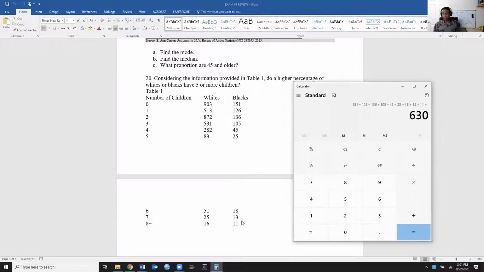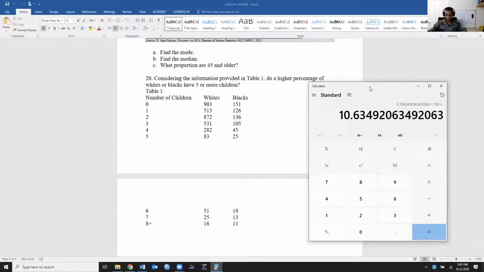Good, I divide. So I would take 67 divided by 630. And I'm going to get approximately 0.106, which if you round up, is about 0.11 proportion. Multiplied by 100, we're going to get about 11% of blacks have 5 or more children, okay?